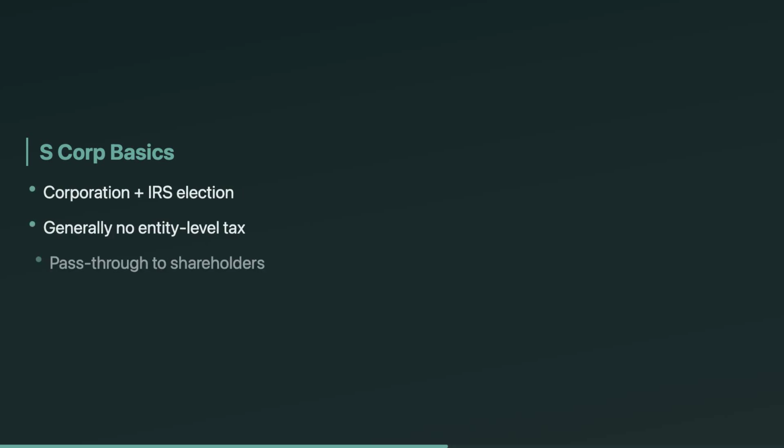An S corporation is a corporation under state law, but it elects special tax treatment with the IRS. The key concept is pass-through. Income, losses, deductions, and credits generally flow to shareholders instead of being taxed at the entity level. The S Corp still files a return, Form 1120-S, but it's usually an information return that supports what goes on to shareholder returns.